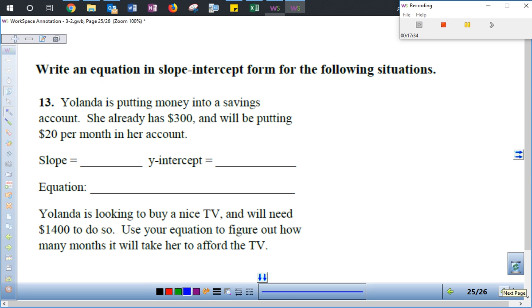Now, on number 13, it says write an equation in slope-intercept form for the following situations. Yolanda is putting money into a savings account. She already has $300 and will be putting $20 per month into her account. They want you to find the slope, the y-intercept, and an equation to represent this situation. Now, the slope is how something is changing. So whatever represents change is going to be our slope. Now, the y-intercept is a nice starting point, what we start with.